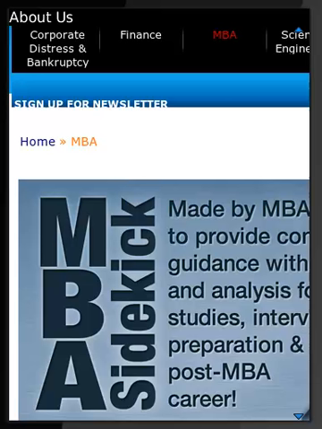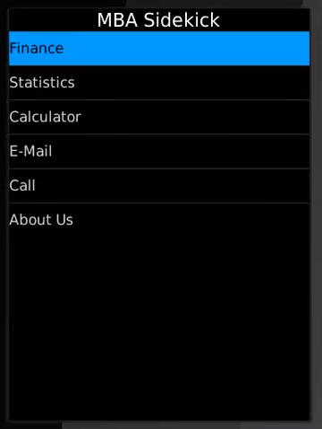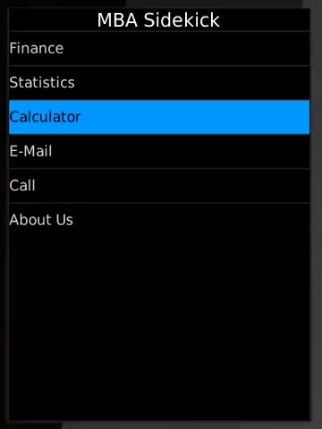Hello and welcome to MBA Sidekick BlackBerry application. This application provides consolidated analysis for finance and statistics, as well as embeds a built-in calculator for MBAs for their studies, interview preparation, and for the post-MBA career. So the main functionality of this application are finance, statistics, and calculator.